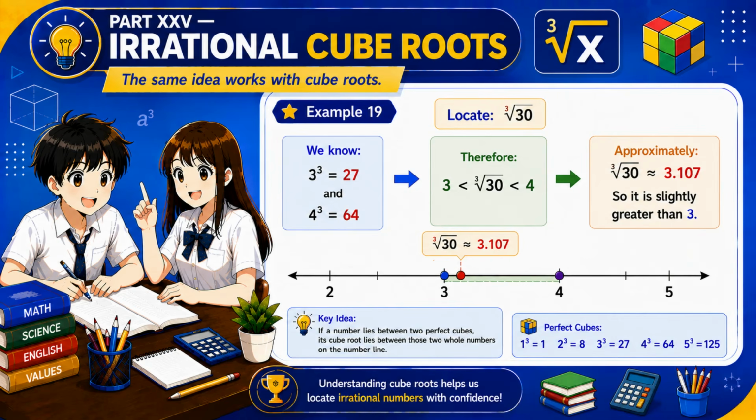The same idea works with cube roots. Example: locate the cube root of 30. We know 3 to the third equals 27, and 4 to the third equals 64. Therefore, 3 is less than the cube root of 30, which is less than 4. Approximately, the cube root of 30 equals 3.107. So it is slightly greater than 3.